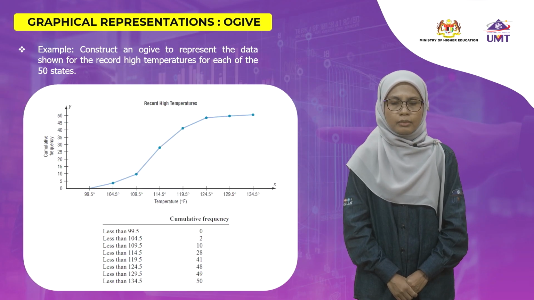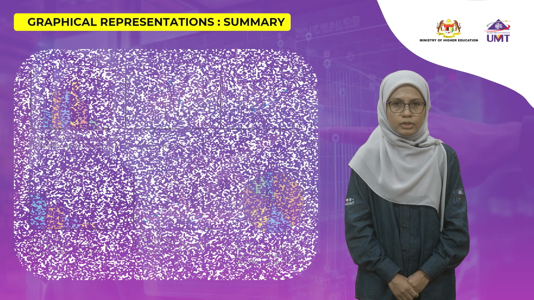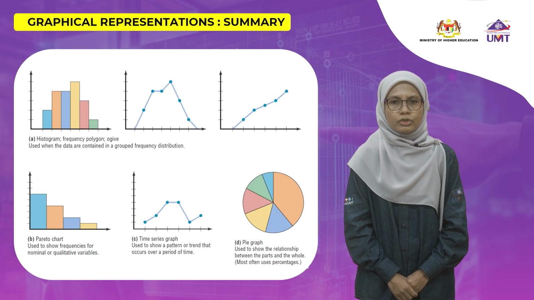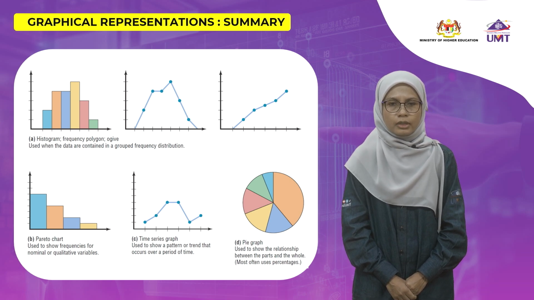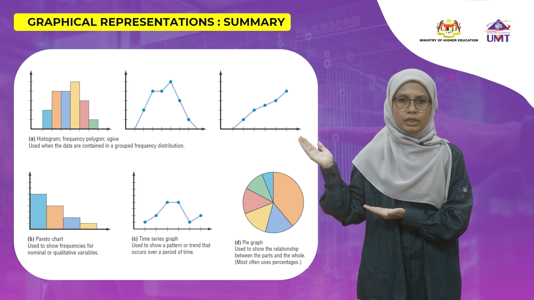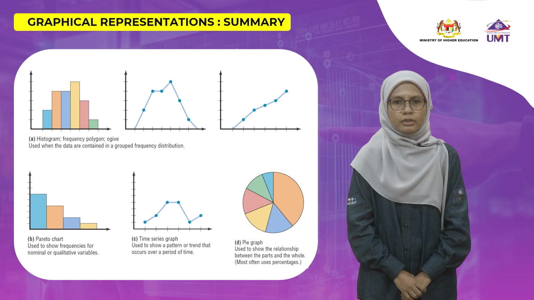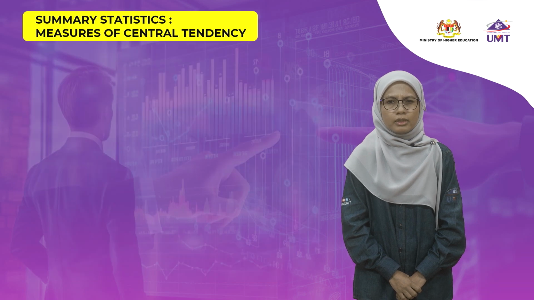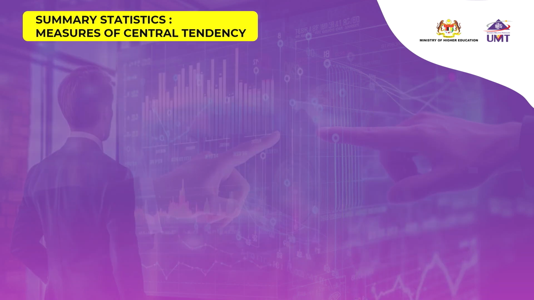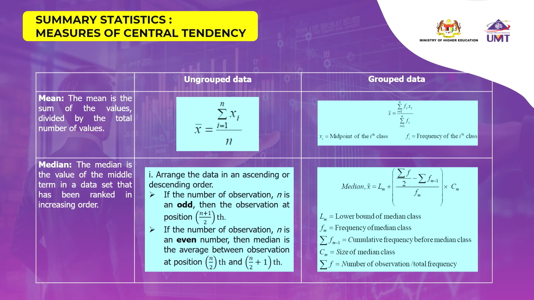So, to recap, histogram shows raw frequencies, frequency polygon shows overall trends, OGIVE tracks cumulative totals. Each of these offers a slightly different lens on the same dataset. In addition to these three types of graphs, other common graphical tools include Pareto charts, time series graphs, and pie charts. Let's now move to summary statistics, starting with central tendency, mean, median, and mode.